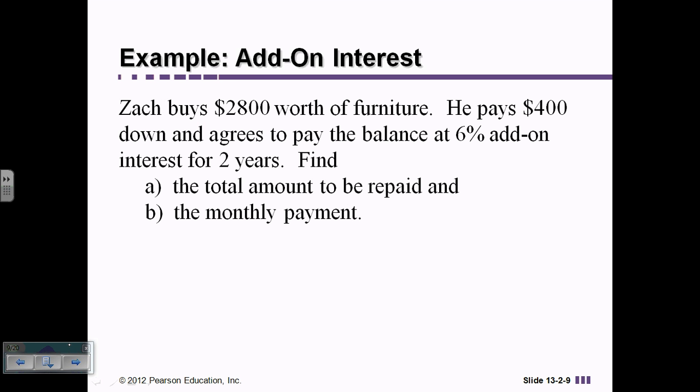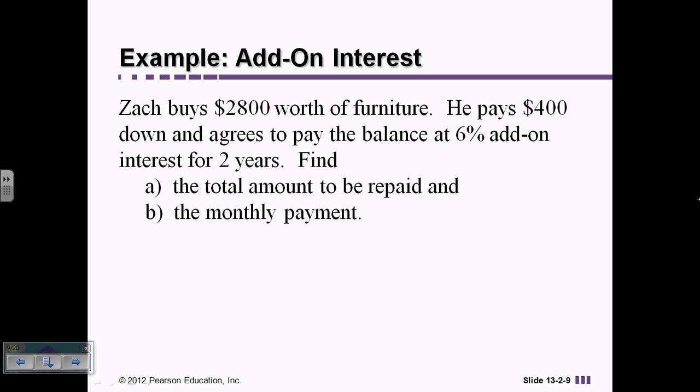So here we have an example of add-on interest. He wants to buy $2,800 worth of furniture. He pays $400 down and agrees to pay the balance at 6% add-on interest for 2 years. So our first step is to figure out how much interest he's going to pay.